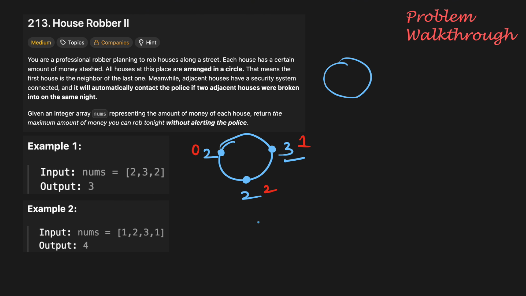Similarly, in example 2, for the given nums array, we have houses in a circle with amounts 1, 2, 3 and 1. And now the maximum loot we can make is by looting house 0 and then house 2 with a total loot equal to 4. Hence, we will return 4 as our answer.